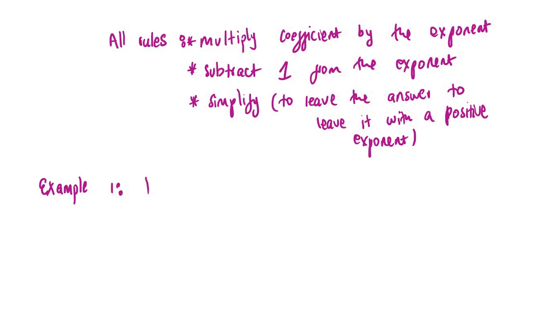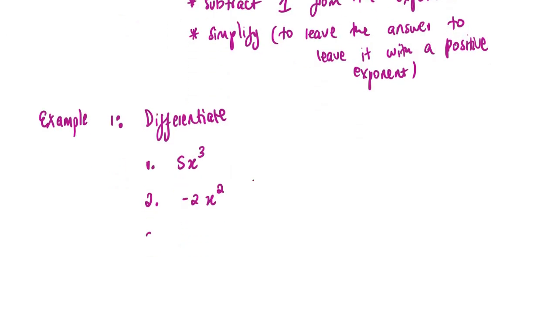Now, the question is just going to say differentiate. And right now, we are only going to work with x. So, the first one, let's just say we had 5x cubed. And then the second one, let's just say we had minus 2x squared. And then for the third one, let's say we have 4x to the power of negative 6. Let's say we needed to differentiate there.